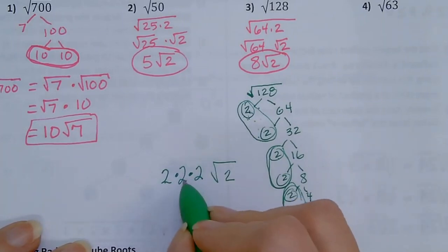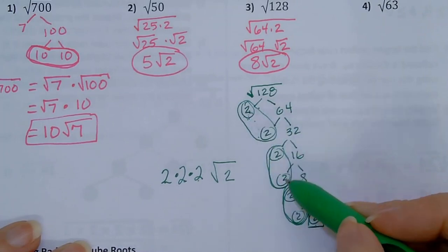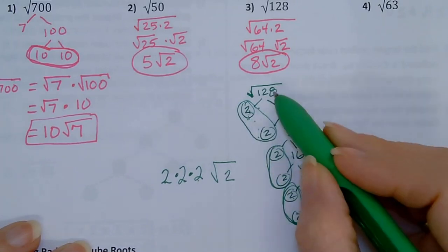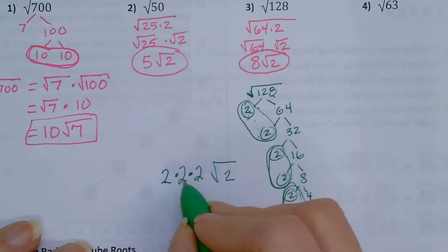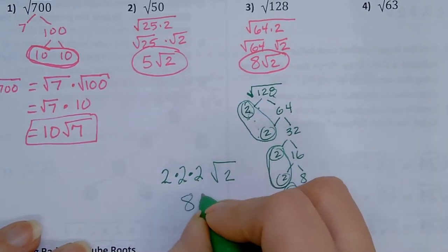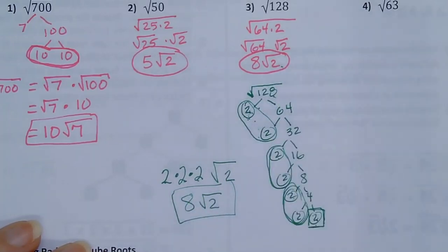So I had all of these guys still multiplied together, right? All of this, 2 times 2 times 2 times 2 times 2 times 2 times 2 is 128, so I'm multiplying. There's lots of multiplying going on. 2 times 2 times 2 is 8, times the square root of 2 is my answer. And that is what we got when we figured out a perfect square that was a factor.